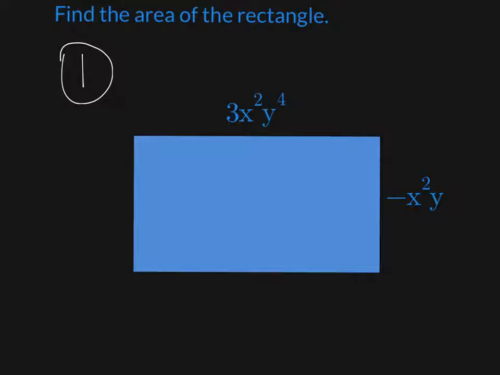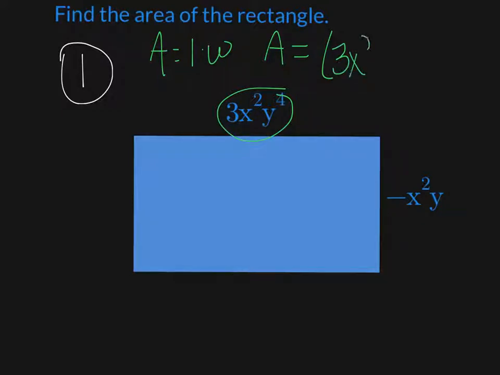All right, here we go. We're going to find the area of the rectangle. The area of the rectangle is going to be length times width, or base times height. It doesn't matter which one's which. So I'm going to take this one, 3x squared y to the 4th, and I'm going to multiply by the other one, which is negative x squared y.